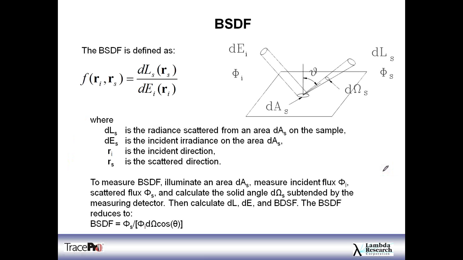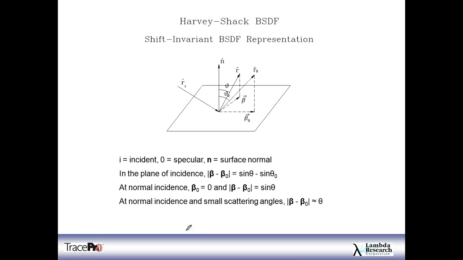So once again, here's the screen that we were just looking at a few minutes ago. Adding in the actual equation here, we're looking at the ratio of the scattered radiance versus the incident irradiance, and the equation that the BSDF reduces down to. Now, in TracePro, scatter is actually defined as BSDF as a function of beta minus beta naught, as opposed to the angle.